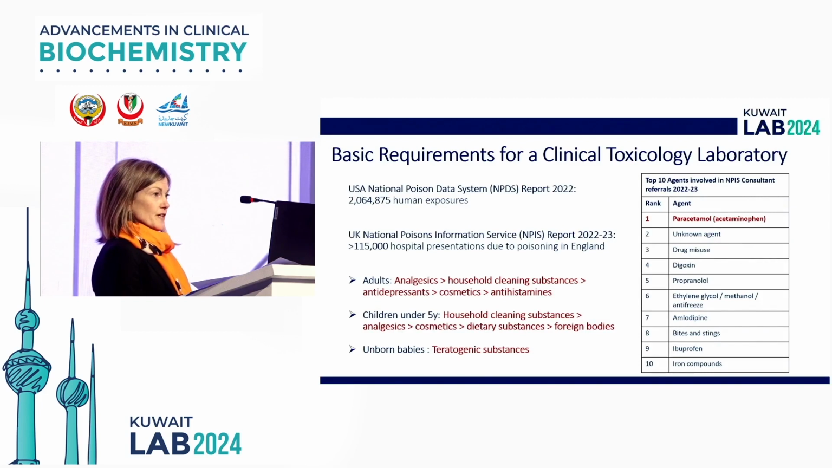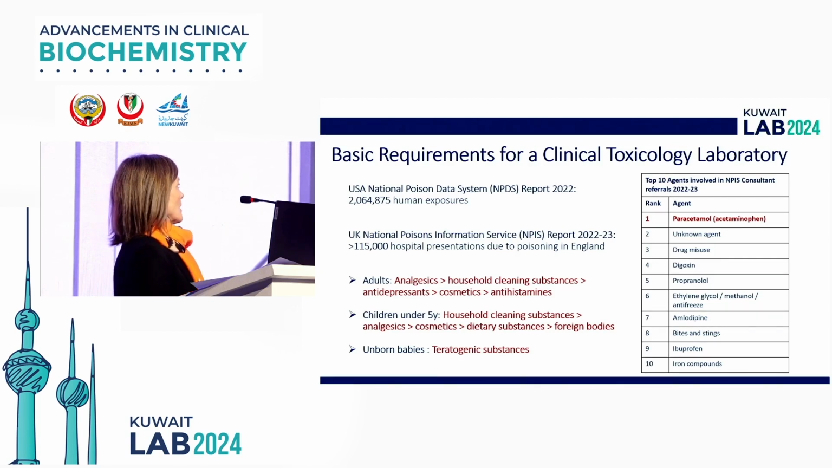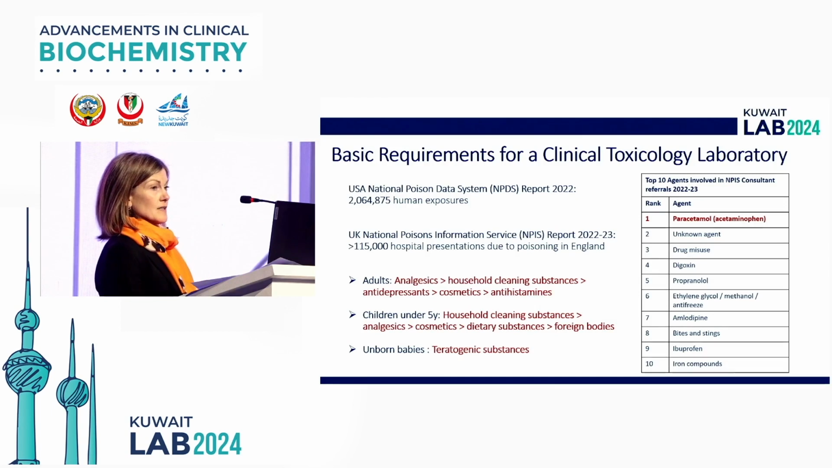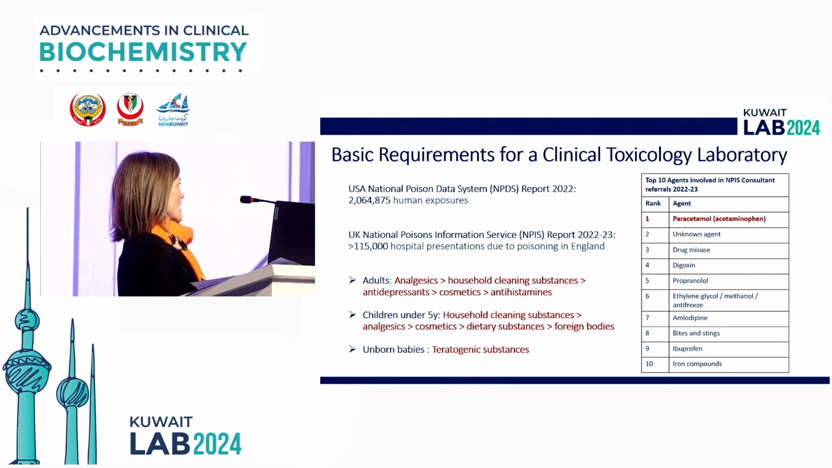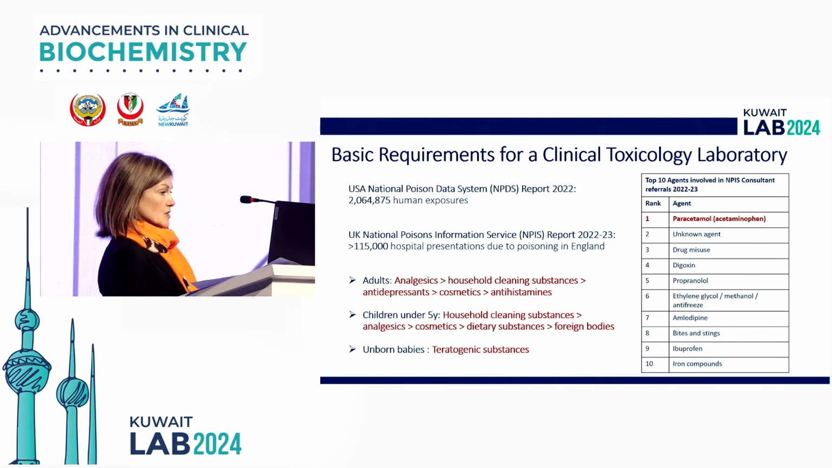But do we need to offer anything else? We probably do, otherwise I wouldn't be standing here in front of you all today. So how can we find out what else we need to do? The USA National Poisons Data System provides a report every year, and the UK NPIS also provides a report every year of the inquiries that they have had from hospital locations about poisoning. And they both have these things in common. In adults, the commonest poisoning agent, if you like, and the most inquiries were about analgesics, followed by household cleaning substances, antidepressants, cosmetics, and then antihistamines.